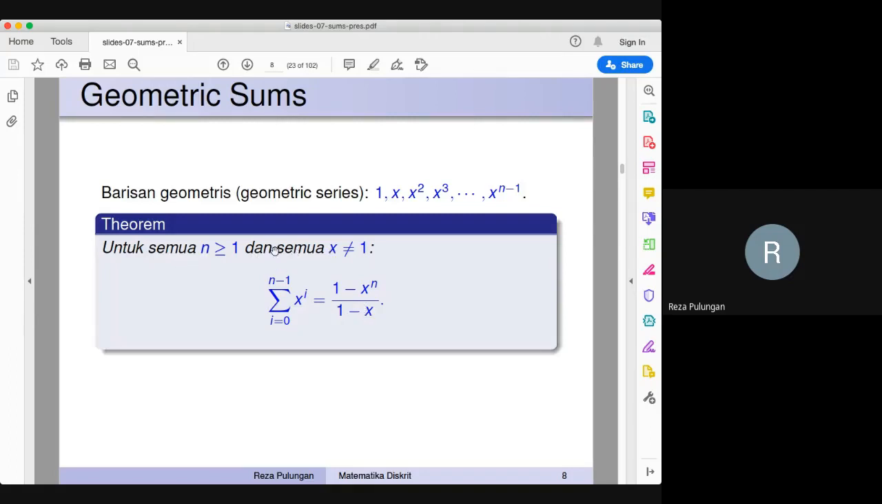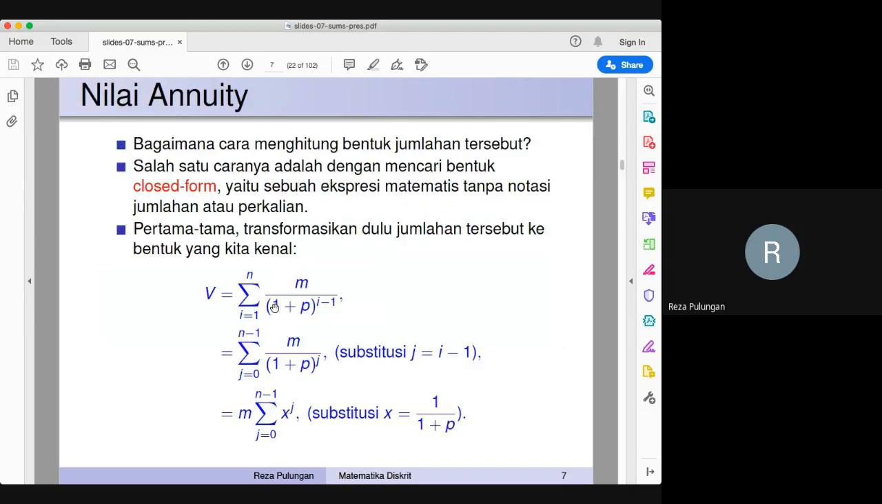Now, if this is valid, then the summation from I is equal to 0 until n minus 1 of x to the power of I is equal to 1 minus x to the power of n divided by 1 minus x. Remember this one. Now, our goal is basically to transform our previous summation to this particular form. And once we have this transformation and they are pretty close, you will be allowed to use this theorem.